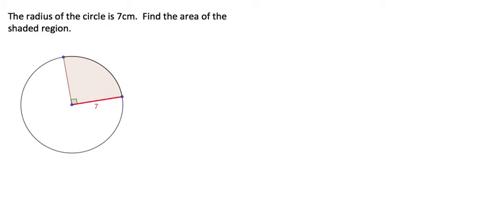Fellow geometers and seekers of truth, we will look at another example here of finding the area of a sector. So the sector is a region that's bounded by an arc and the two radii. So let's look at this example.